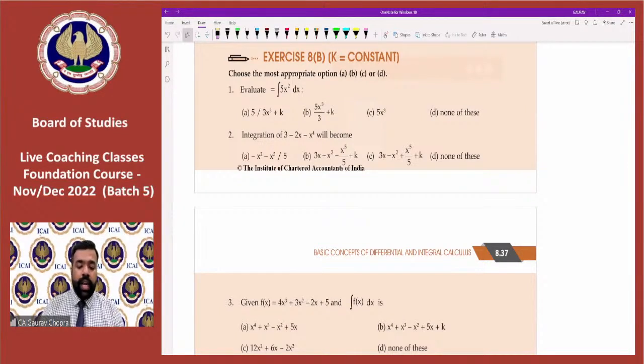Integration of 5x square. You can take 5 outside. Then integration of x square dx. It will be 5x cube upon 3 plus c, or here in the option k is given as constant, so you can write k. So which option is correct? Option number B. Option number B is correct.